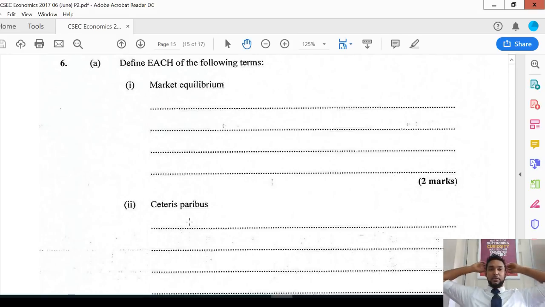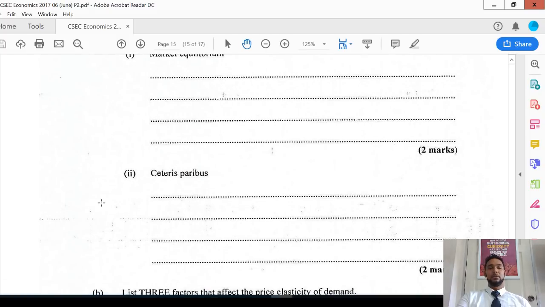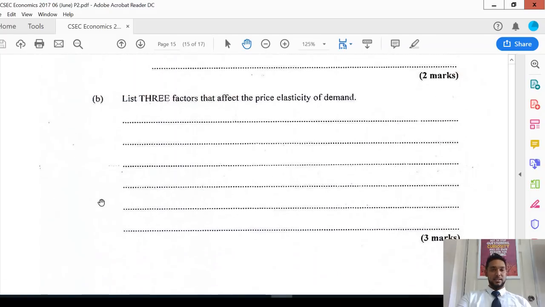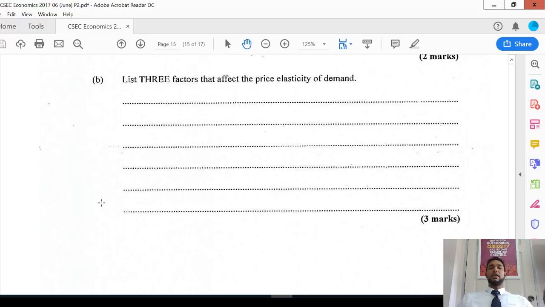Define each of the following. Market equilibrium is where demand equals supply. The market is in equilibrium, yes. Ceteris paribus: all other factors remain constant. It's a Latin term. I agree.